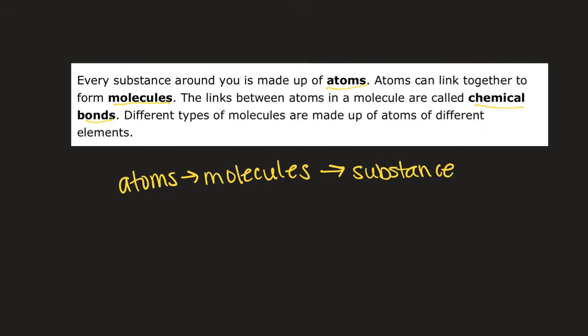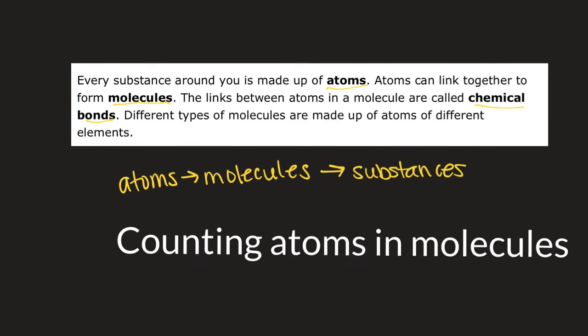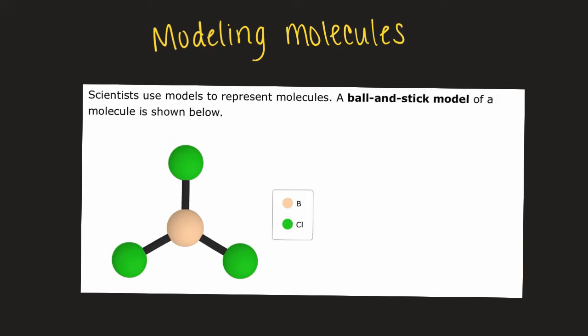So remember that atoms make up molecules, and molecules form together to make substances. So today we are going to talk more about how to count atoms in molecules. So this is our focus for today, looking at how to model molecules and then how to count the atoms in the molecules. So to model molecules, scientists use what's called a ball and stick model.